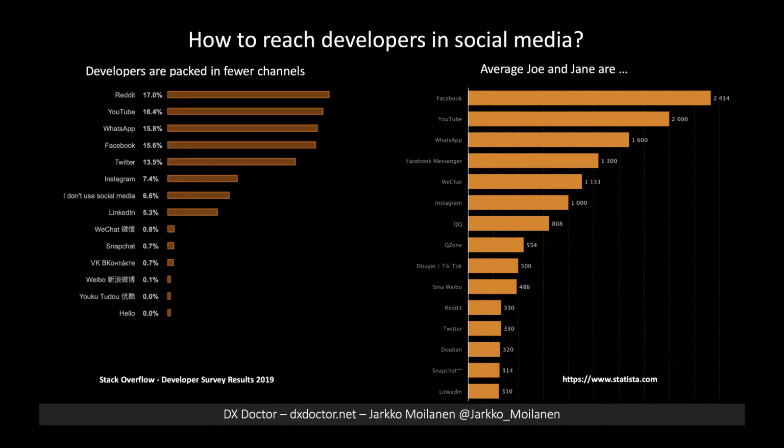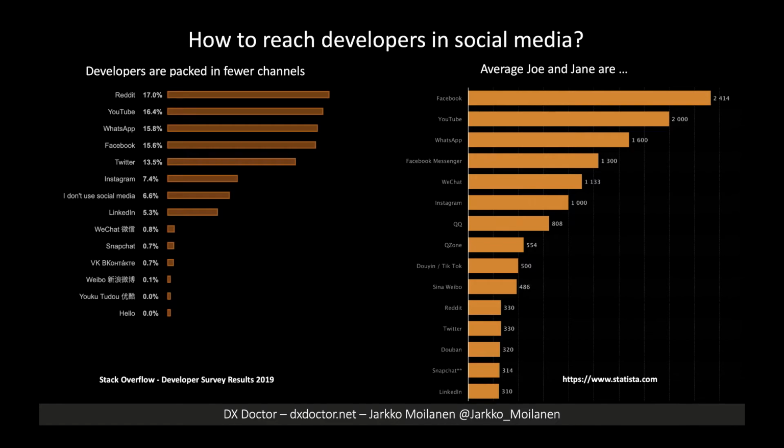But then how do you actually reach them, the developers, and how does that compare to, let's say, average Joe and Jane? So in a way, I'm comparing the business to developer and the business to consumer market, how to reach them online in social media specifically. And it seems that the developers are packed in fewer channels. They use Reddit, YouTube, WhatsApp, Facebook, and then Twitter.